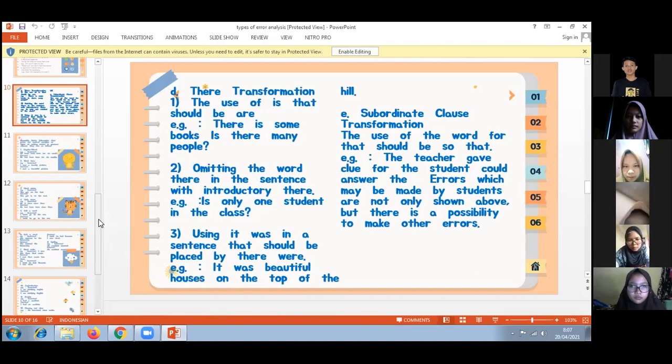E. Subordinate clause transformation. The use of the word for that should be so that. For example, the teacher gave a book for the student could answer the questions. The errors which may be made by students are not only shown above, but there is a possibility to make other errors.